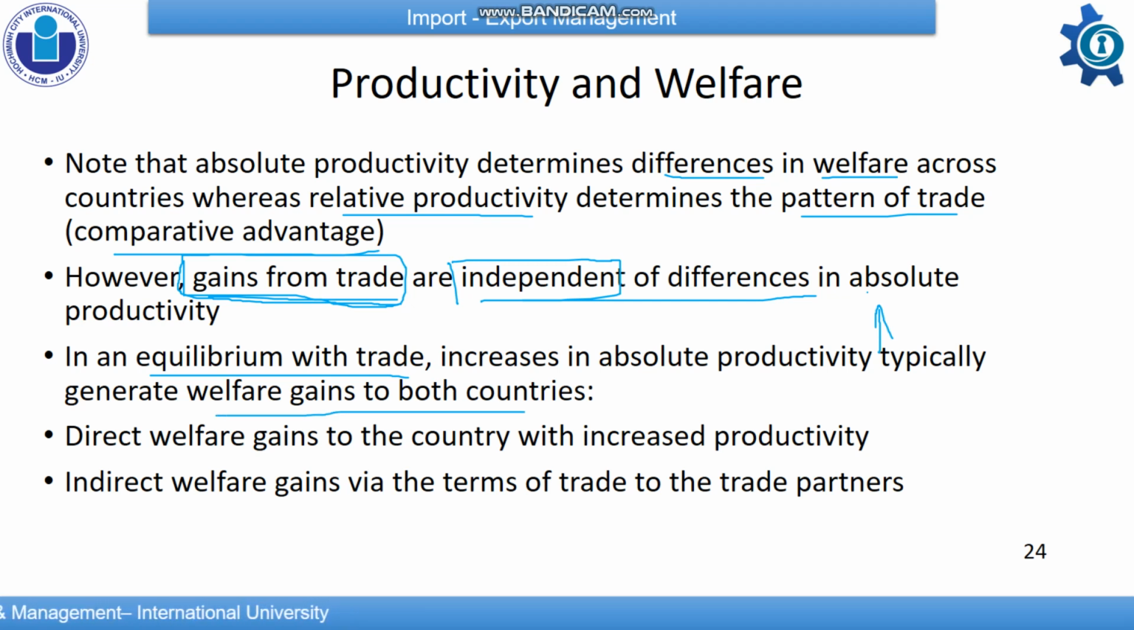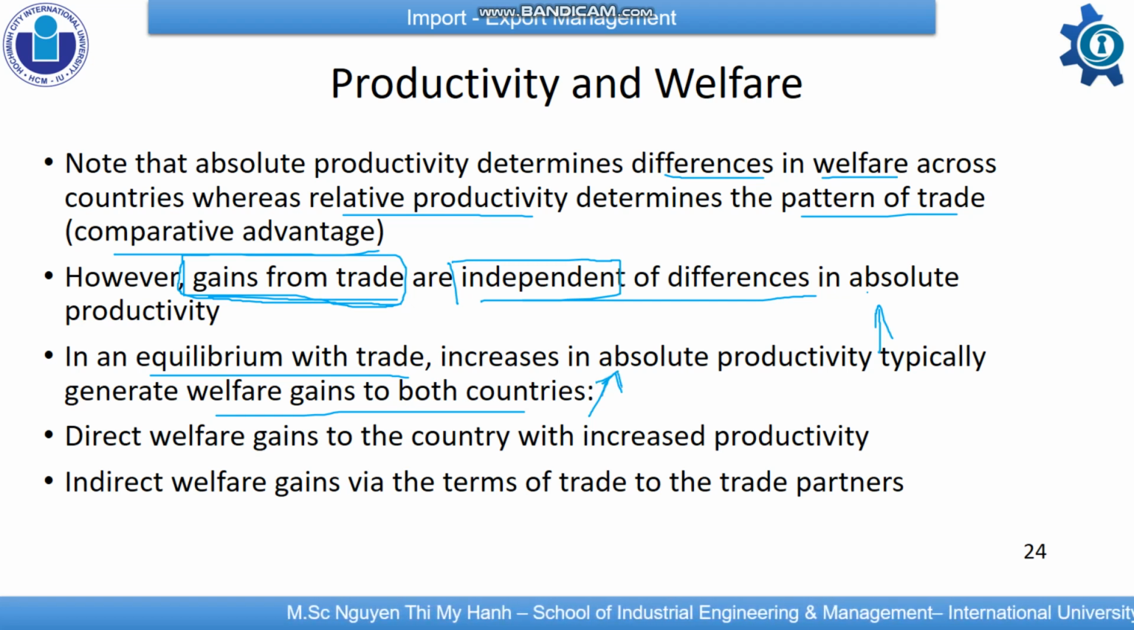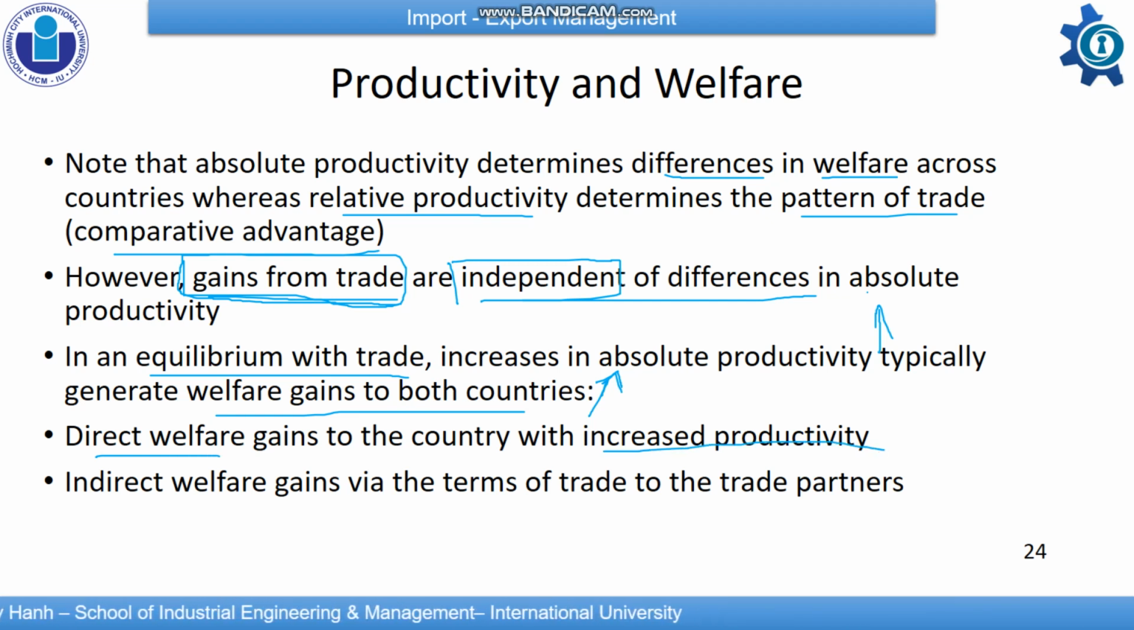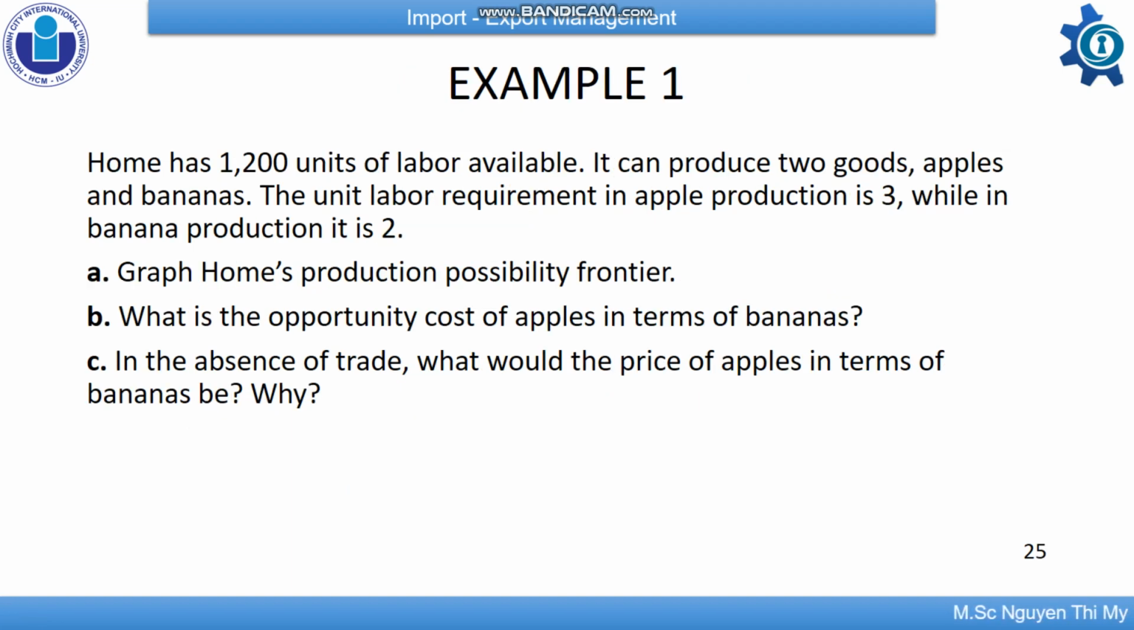Okay, so if their absolute productivity increases, the welfare gains to both countries also increase. The direct welfare gains go to the country with increased productivity, and indirect welfare gains via the terms of trade go to the trade partner. Okay, now I will give you an example so you can understand more what we just talked about, because when you do it you will understand more.